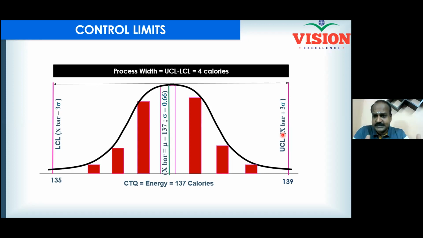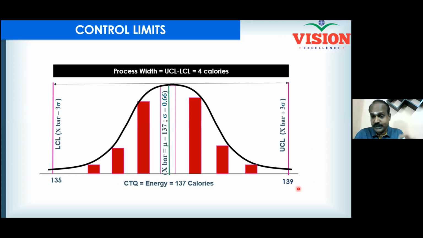If your data is normally distributed, see here, your histogram reveals normal distribution. You apply the rule: 99.73% of your milk bottles in the sample will certainly fall inside the control limit. If that happens in your population also, your population also will have 99.73% of milk bottles falling inside 135 and 139.